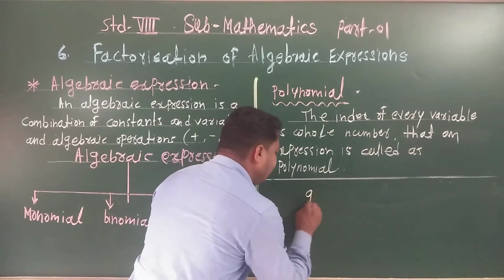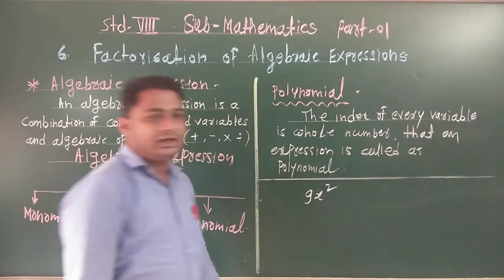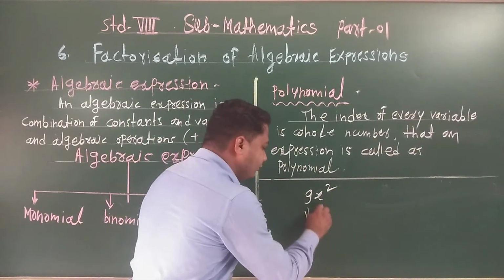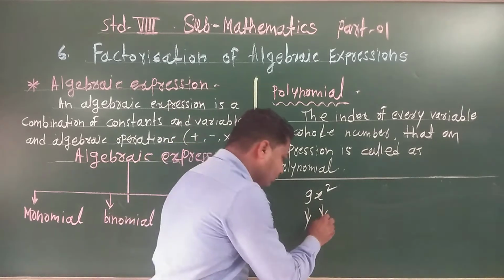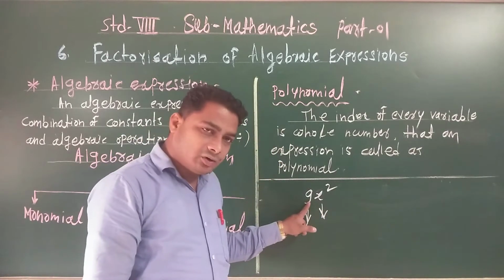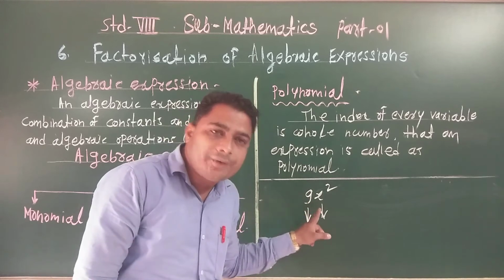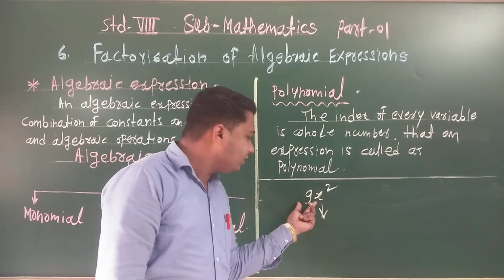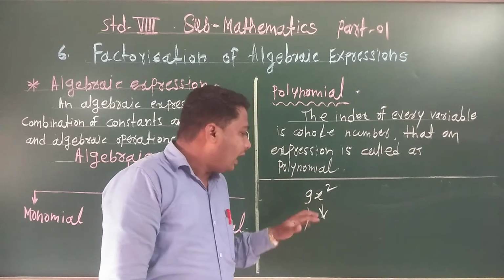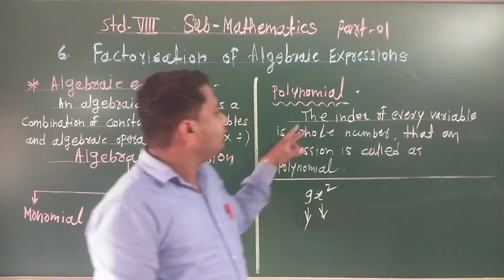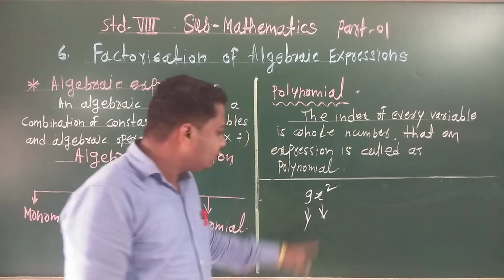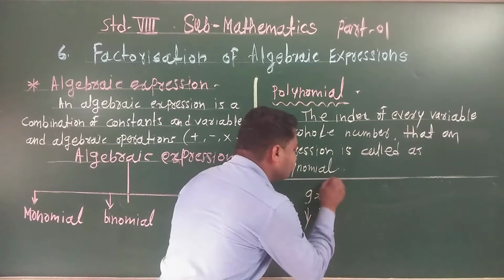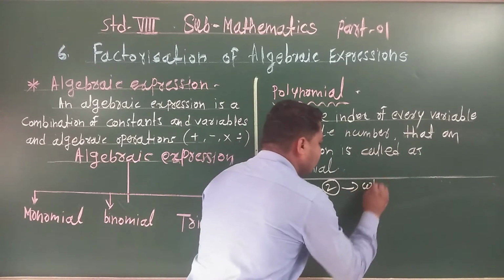Here 9x square. Do you know 9 is called a constant, so that is also called a coefficient, and x is called the variable. 9 ला constant म्हटलं जातं, x ला variable म्हटलं जातं. And there are given that the index of every variable, the variable is x, so the index is 2.